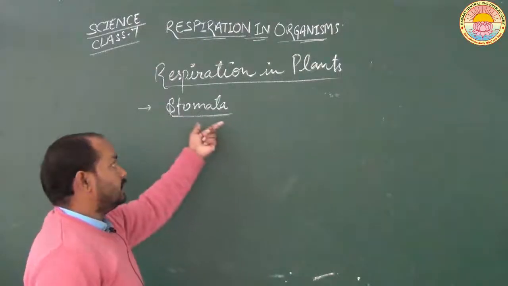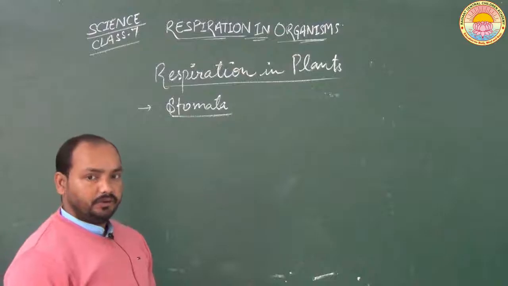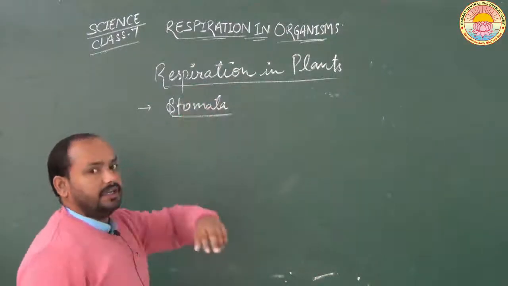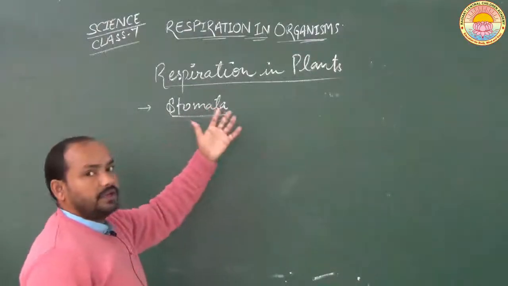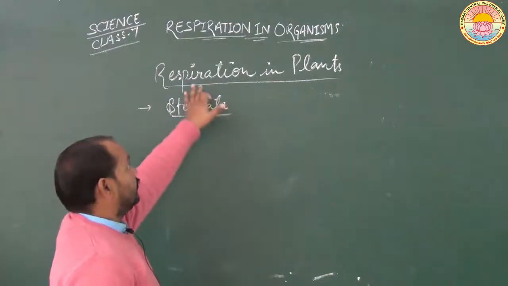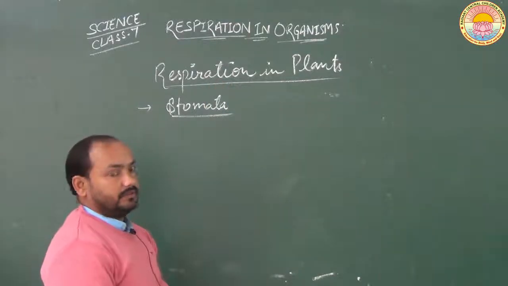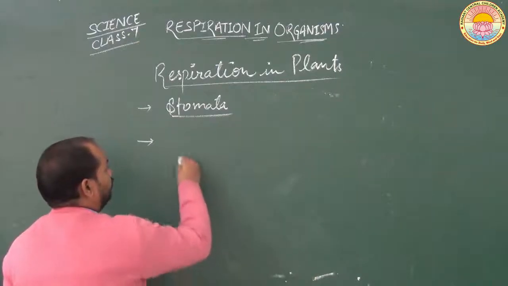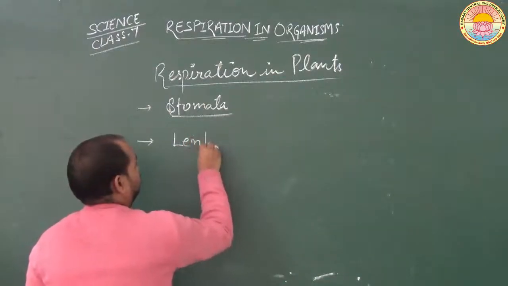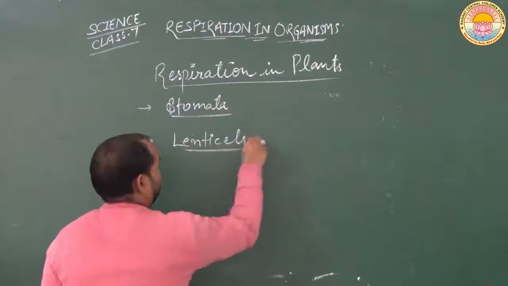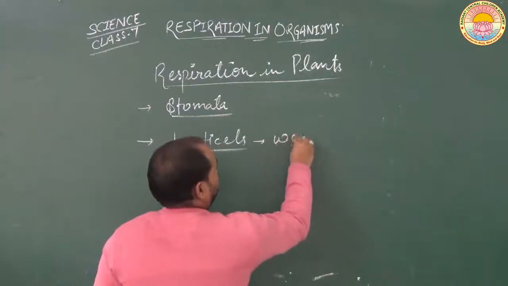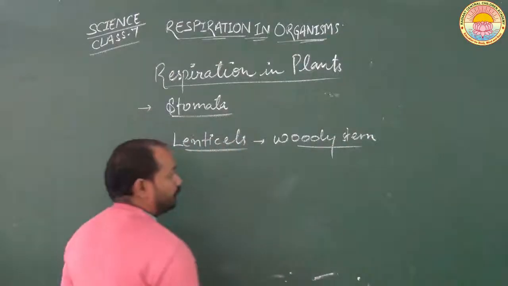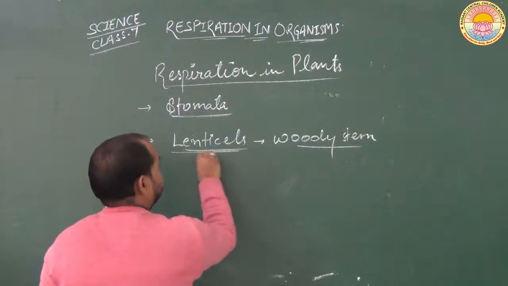The stomata are the small openings that are present mainly on the lower surface of the leaves, and they allow plants to exchange oxygen and carbon dioxide with the environment and complete their respiration process. While there are some other organs like lenticels. The woody stem of the plant breathes or respires through the lenticels.